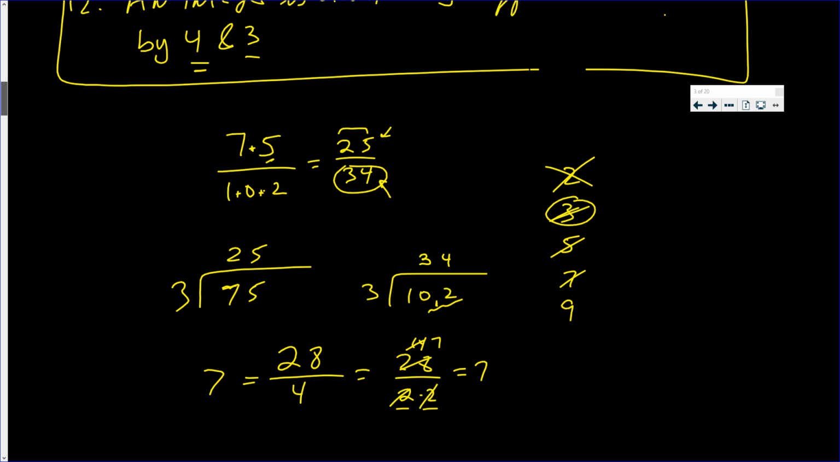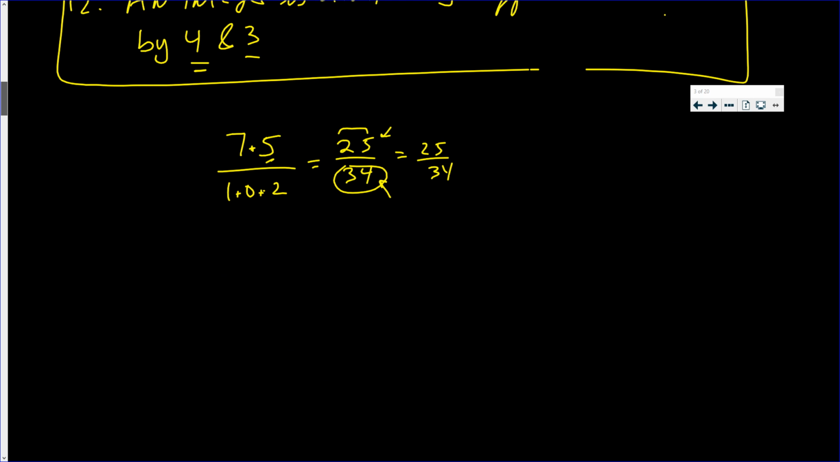9 won't go in because if 9 goes into a number, 3 must go into it. 11. You know the first few multiples of 11: 0, 0, 1, 1, 2, 2, 3, 3, 4, 4, 5, 5. It's not any of those numbers. So we'll conclude that that's reduced. And we 100% used our divisibility rules.